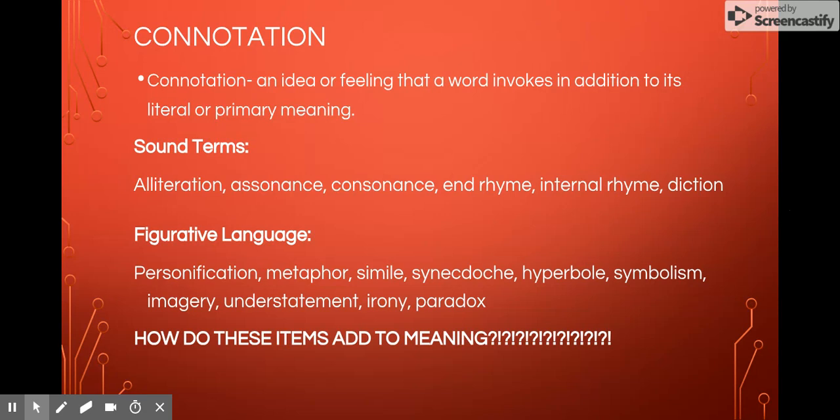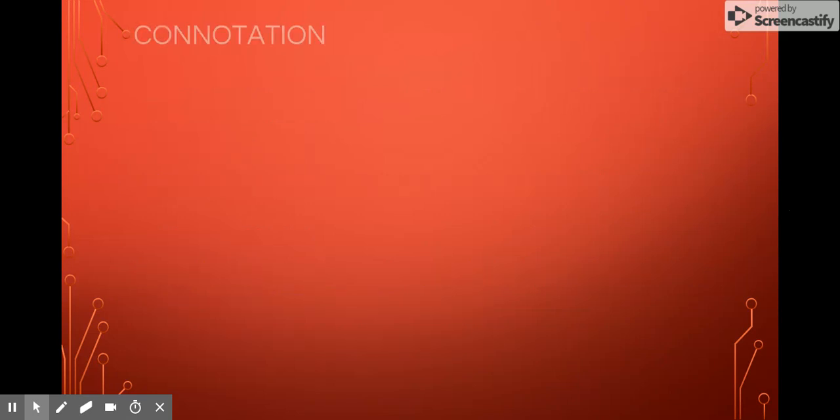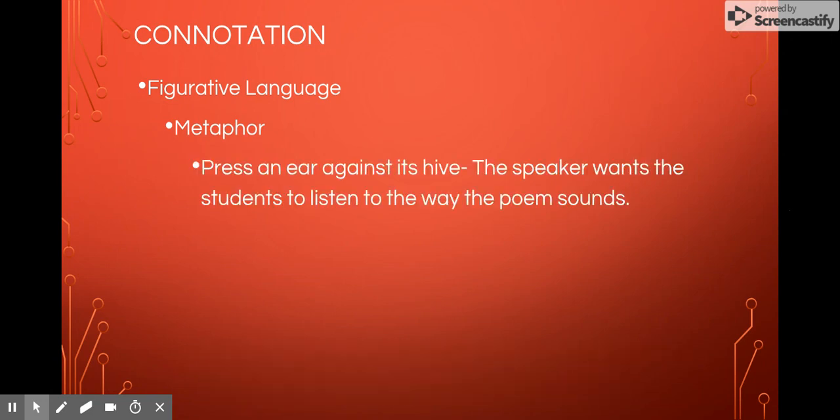Why are they using them? What effect do they have on the poem, and do they help create meaning? So for "Introduction to Poetry," we're going to look at figurative language first. And there's quite a bit of figurative language in here, mainly metaphor. So for metaphor, we can look at a couple.